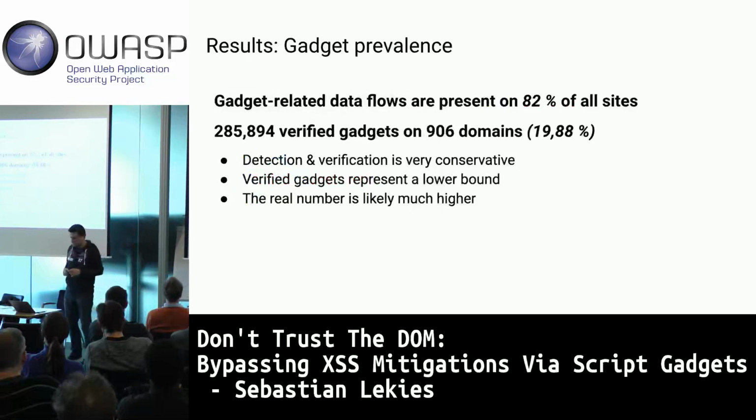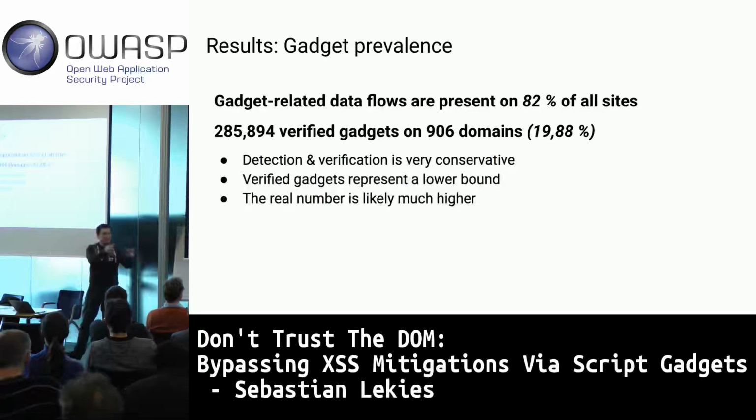We ran this on the Alexa top 5,000, and we found gadget-related data flows in 82% of all the websites. I assume the other 18% were offline or just static pages that don't have JavaScript at all. Then we ran these 82% of the flows through our exploit generation engine, and we verified about 285,000 gadgets in the Alexa top 5,000. Those gadgets are not necessarily unique. There might be duplicates because you use the same library across many different pages. So we looked at the domains, and we verified gadgets in about 20%, or 906 domains.